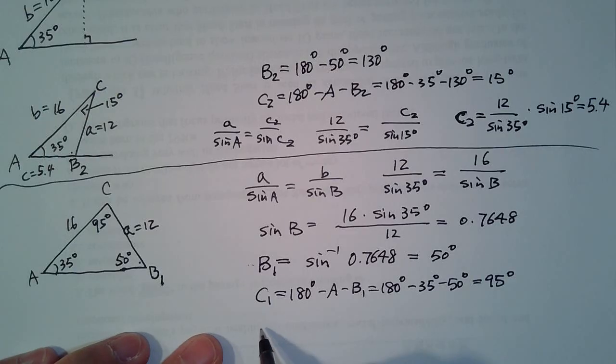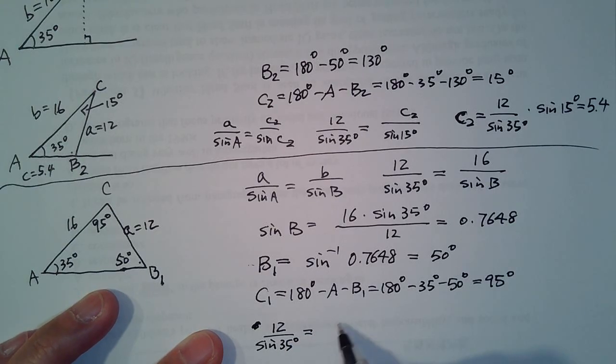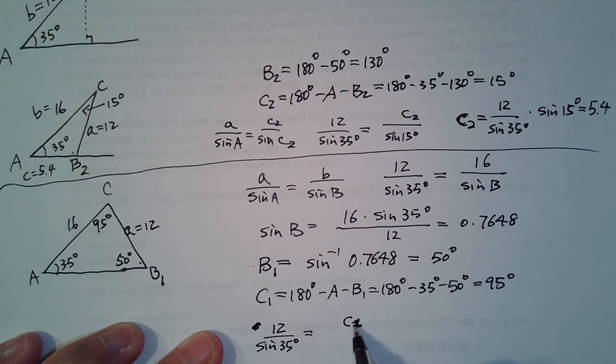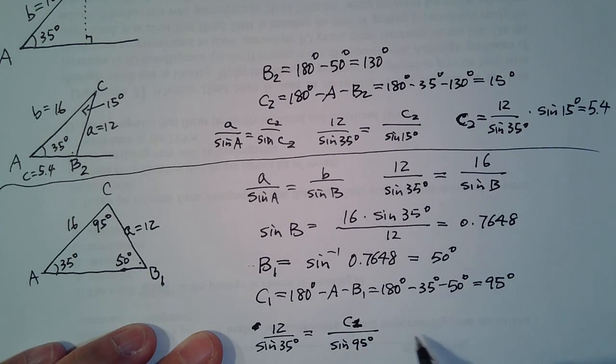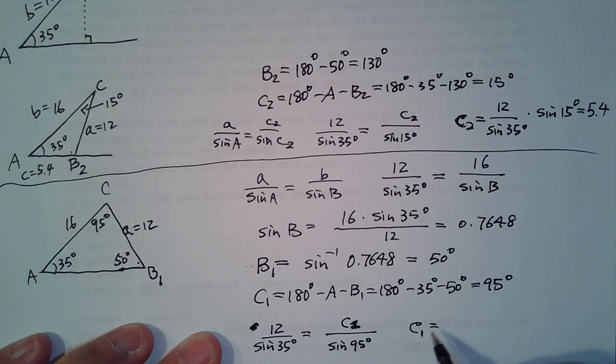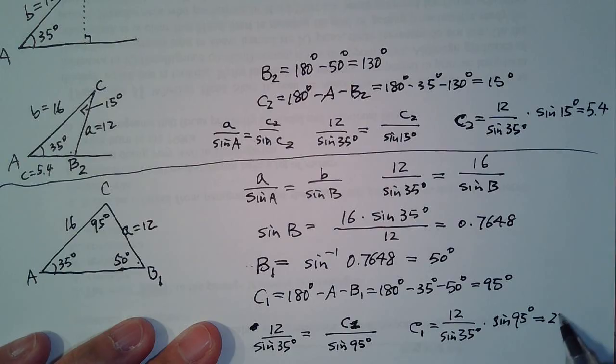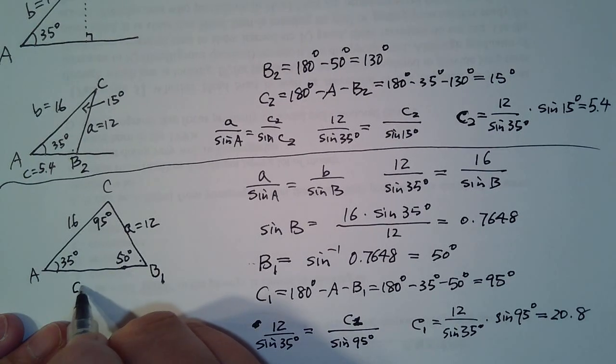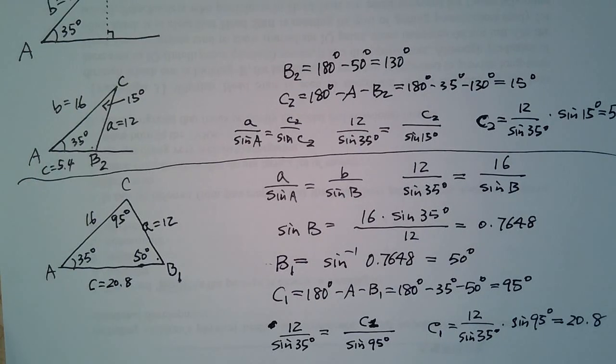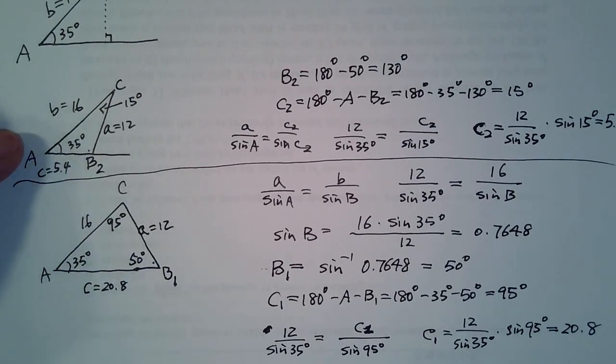Similar to this one. A, which is 12 over sine 35, equals this time C1 over sine 95 degrees. So my little c1 will be 12 over sine 35 degrees multiplied by sine 95 degrees. So that answer is 20.8. So here c equals 20.8. Did you see that? I don't have space, I didn't write it. So you can give me the two solutions.